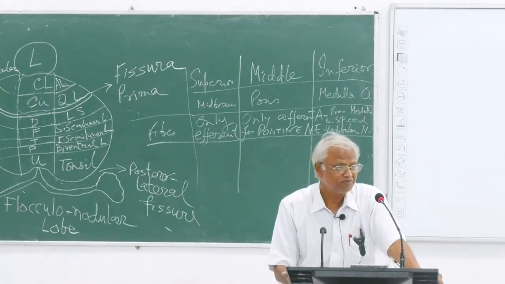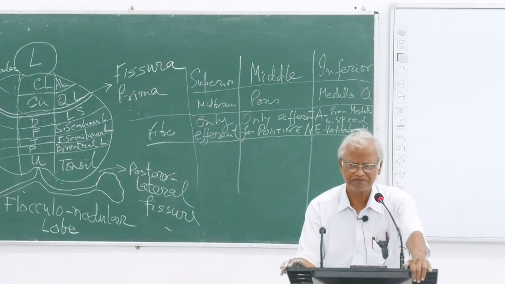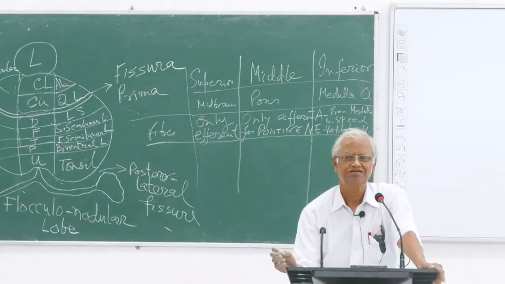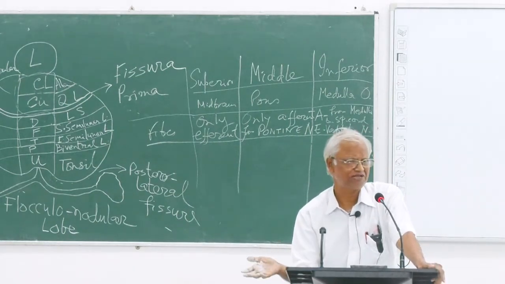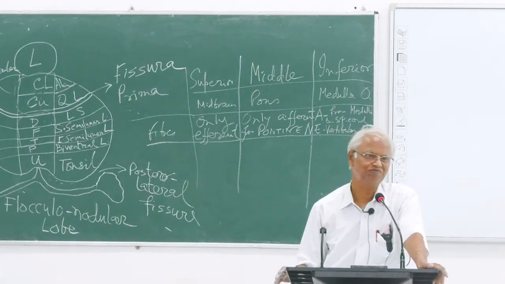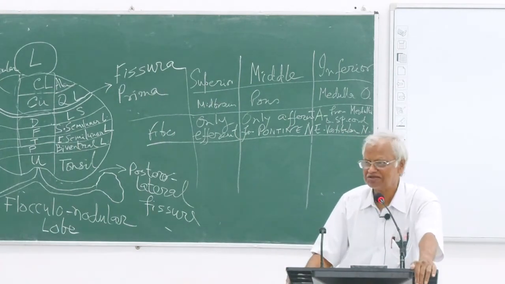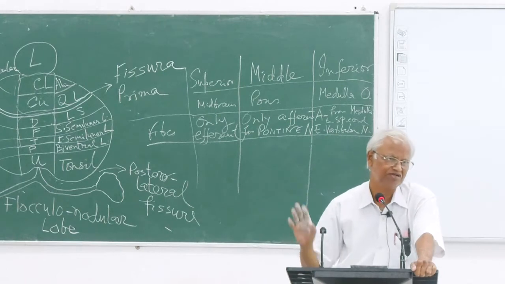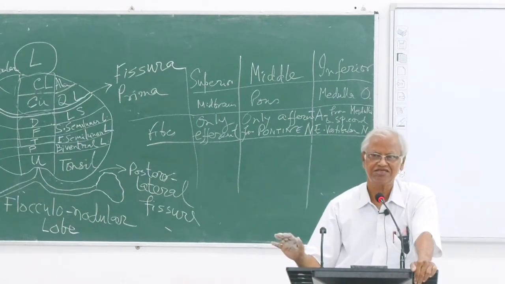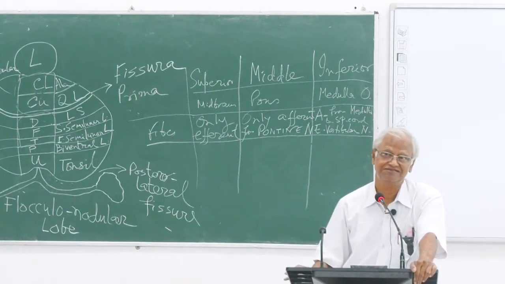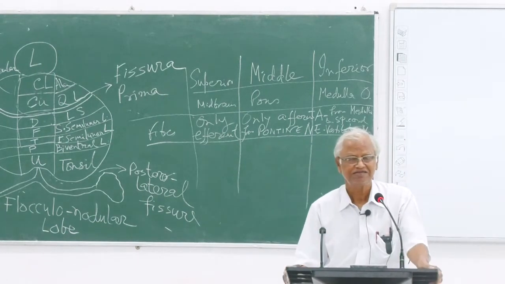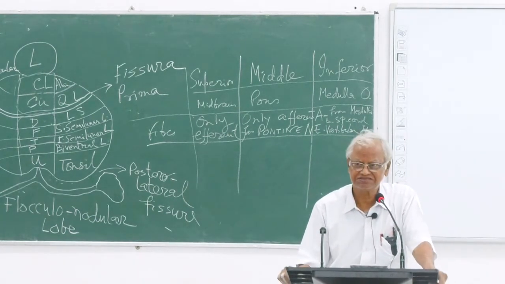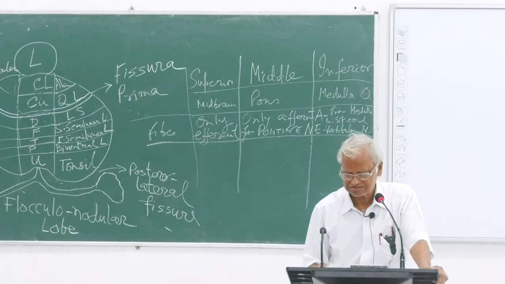So some people in physiology call it static equilibrium and dynamic equilibrium. What is dynamic equilibrium? That is equilibrium. And what is static equilibrium? That is balance. Same thing, but somewhat different.